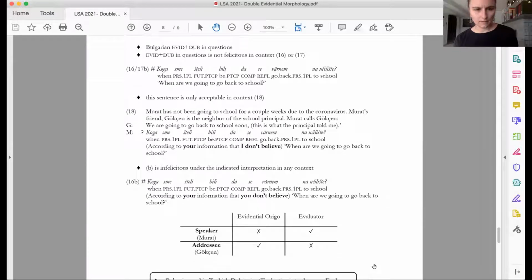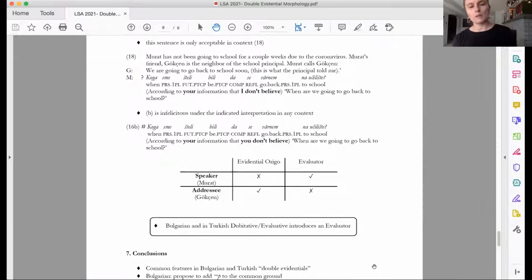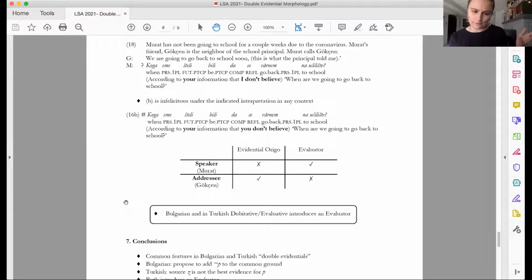I think I'm not going to have a lot of time to show this for Bulgarian, but I have to set up the context a little bit differently for Bulgarian. What I found is that this is the same for Bulgarian. So the evidence holder and the evaluator have to shift differently in questions. That is, the evidence holder will be the addressee and the evaluator will remain the speaker, which will be illustrated in example 18. So we can conclude that in both Bulgarian and Turkish, these dubitative evaluative constructions introduce this evaluator.